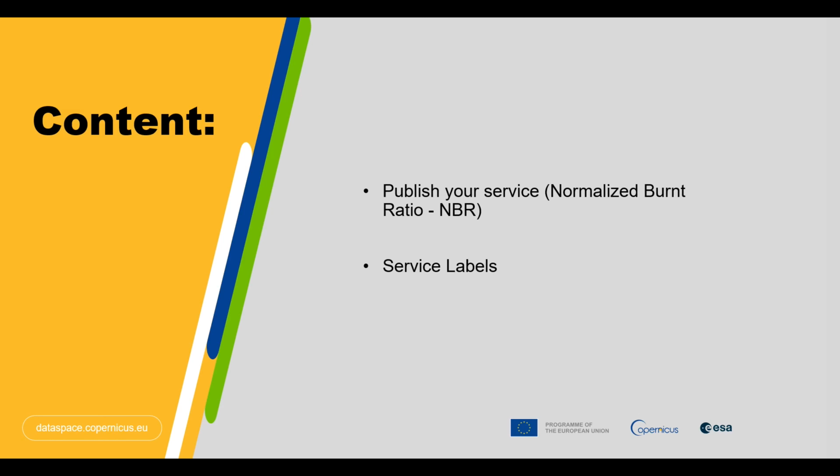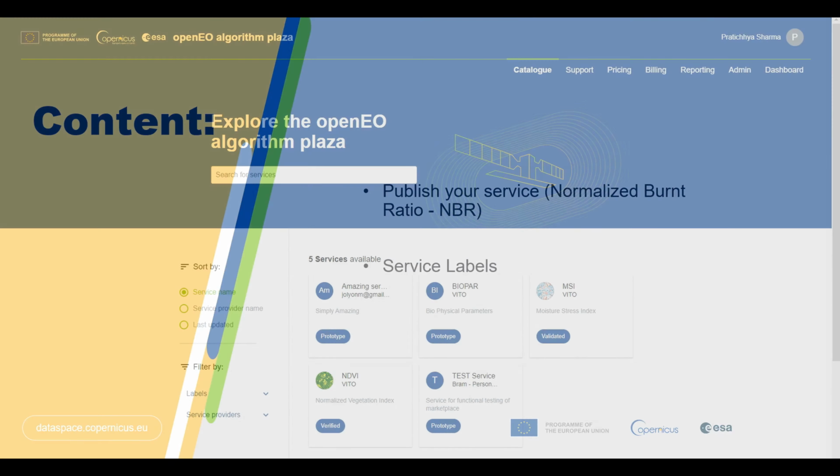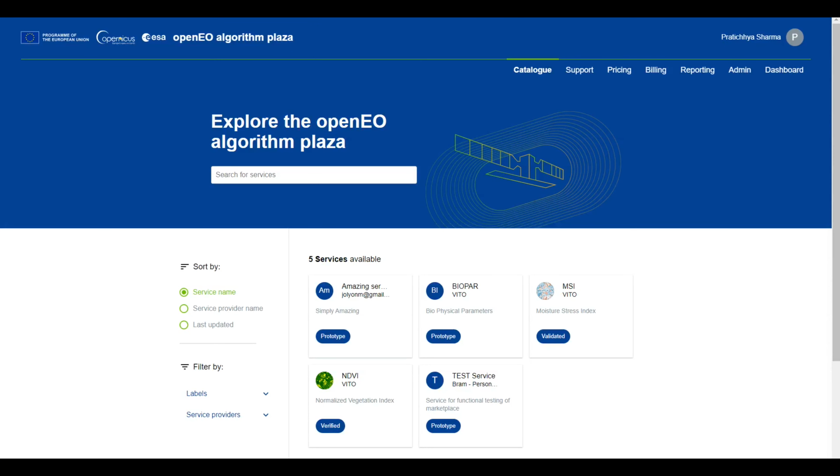All the published services are assigned a certain maturity label that indicates what user can expect from the service in regard to its performance and metadata. So let's dive into the content of this tutorial and explore the steps involved in publishing a service to openEO Algorithm Plaza. Under Catalog in the openEO marketplace of this ecosystem, you can visualize all the available services.